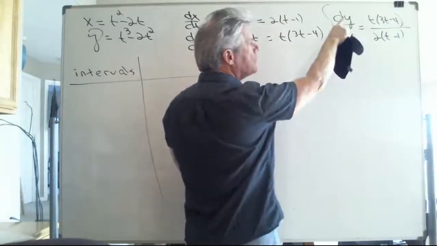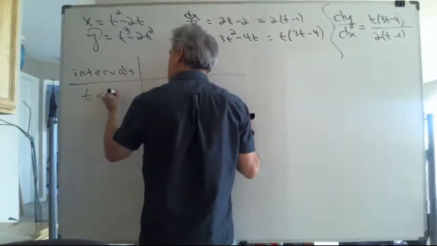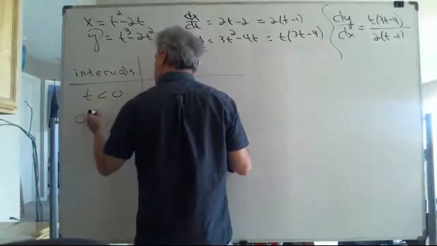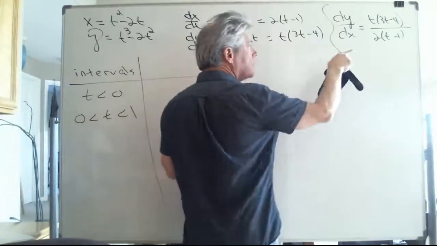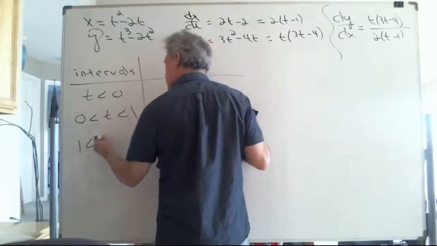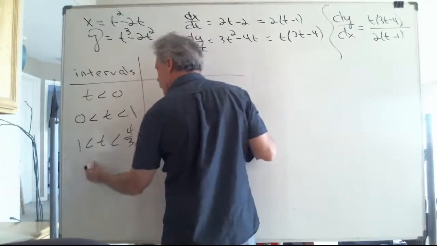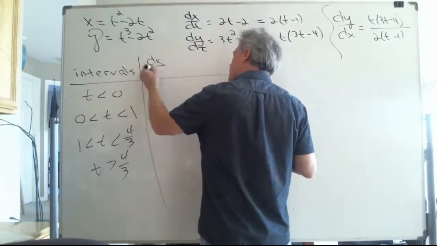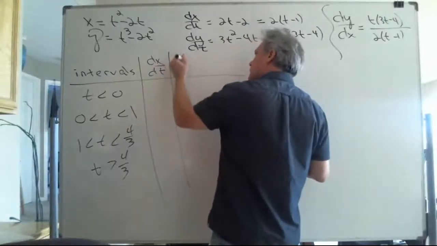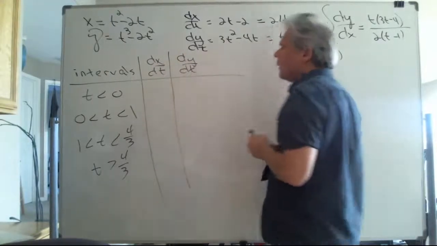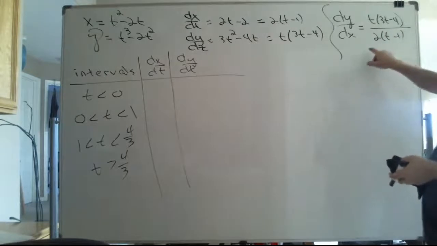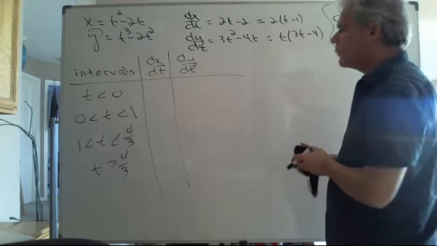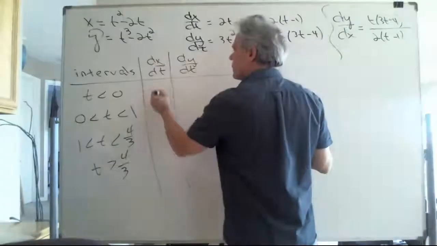So the first t value was 0. The second t value is +1. Then it's 4/3. Then I'm beyond 4/3. So let's talk about dx/dt and dy/dt. Now for dx/dt, looks to me like I'm always positive when my t value is bigger than 1 and negative otherwise.